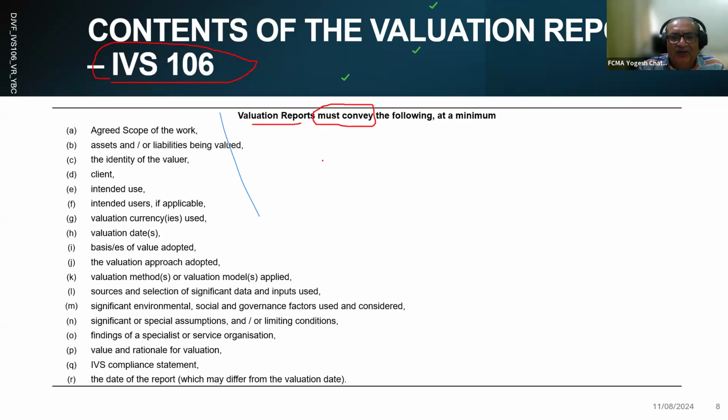A valuation report must convey the following at a minimum. That is again very important. These are the minimum details. This list is illustrative in nature, not exhaustive in nature. So apart from these details, based on the ground reality of each assignment, you need to incorporate additional details apart from what is highlighted under IVS 106. So that is about the requirement of details to be incorporated in an evaluation report. Number one, agreed scope of the work.